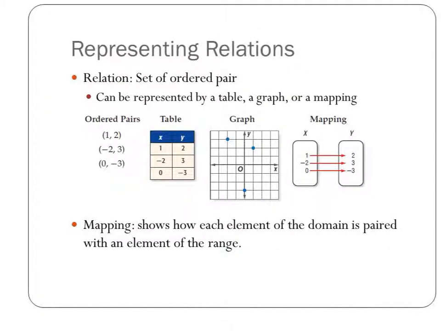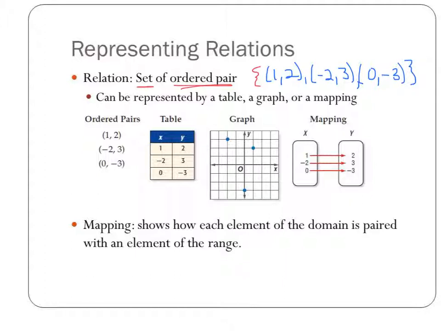A relation is a set of ordered pairs. And so notice we have the word set, and remember sets come in squiggly brackets. And it's a set of ordered pairs. So we might have, let me erase this last one here, maybe the ordered pairs (1, 2), (-2, 3), and (0, -3). That is a set of ordered pairs.